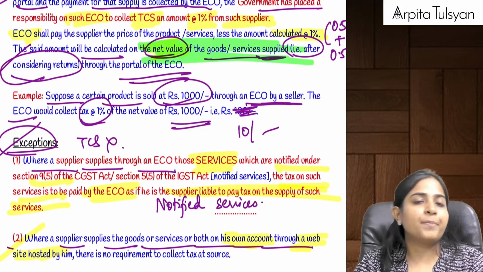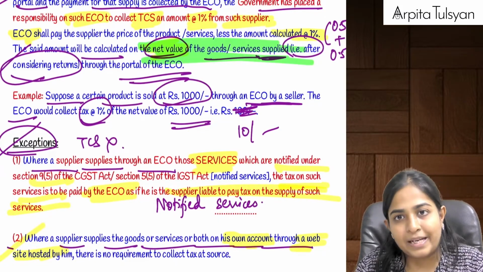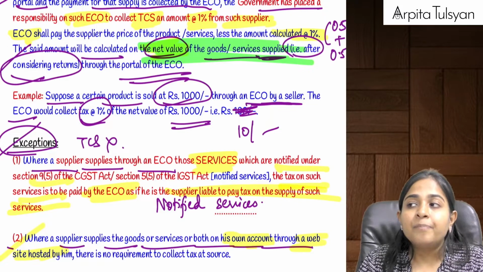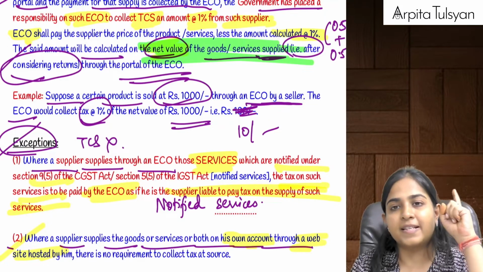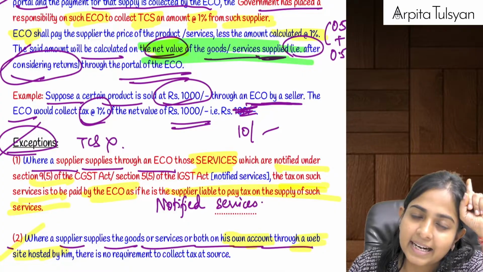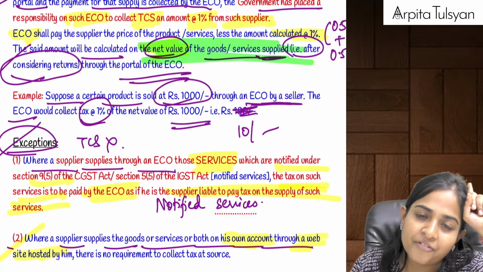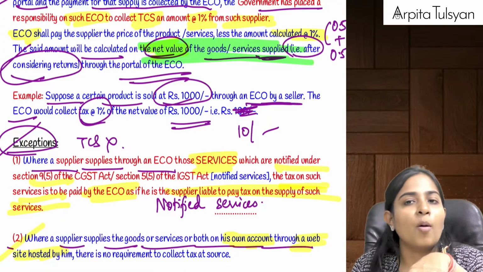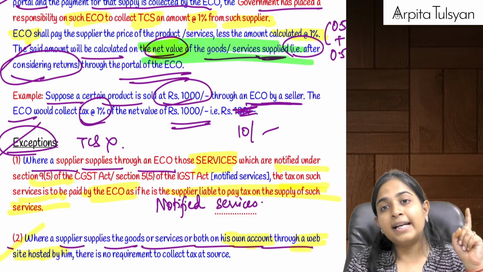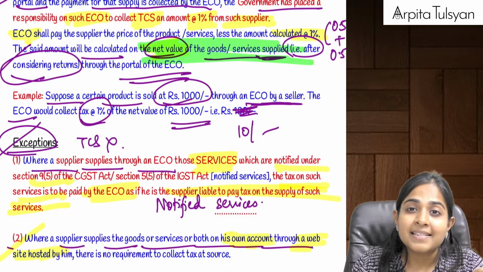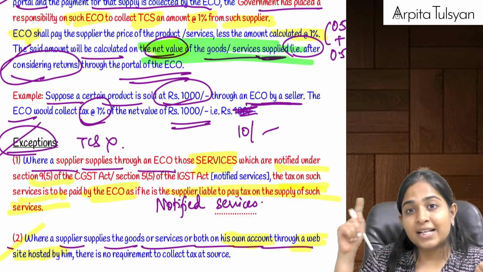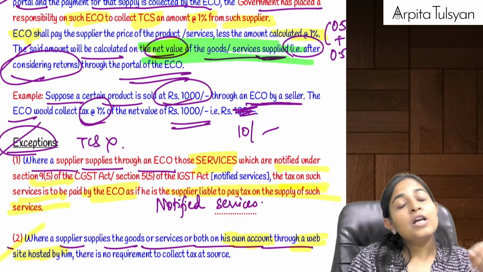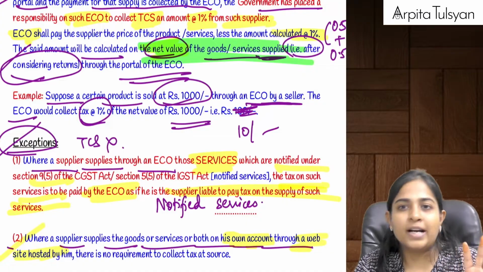Two exceptions where TCS provisions are not applicable. First of all, notified services as studied under section number 9(5) or section number 5(5). When those notified services are provided through an e-commerce operator, at that time, do you recollect the ECO was liable to pay the tax? The ECO was liable to pay the tax on that supply of goods or services. In that case, TCS provisions are not at all applicable.